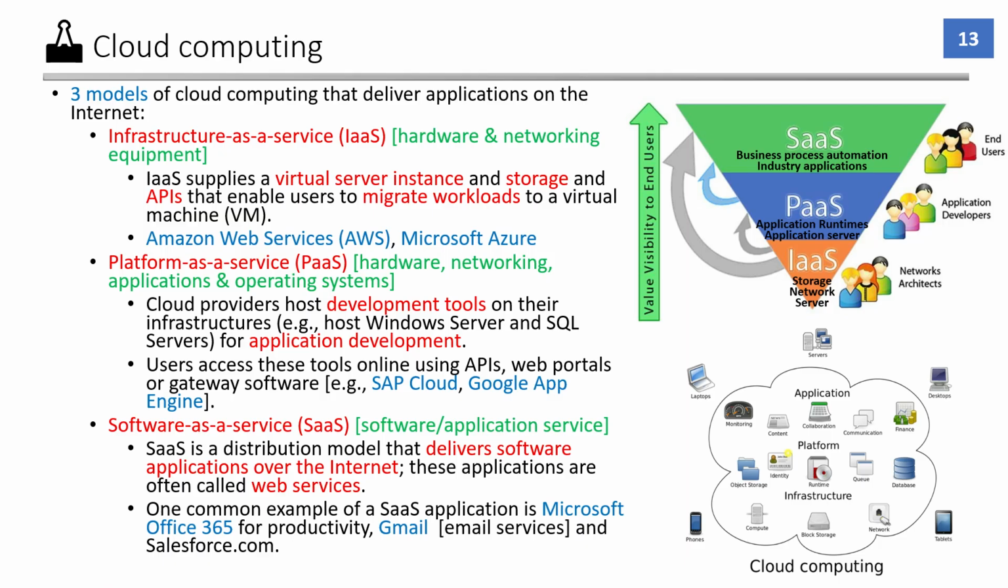The third model is Software as a Service, or SaaS. In this model, complete software applications are delivered over the internet. Users simply access the software through a web browser without installing anything. Examples include Microsoft 365, Gmail, and Salesforce.